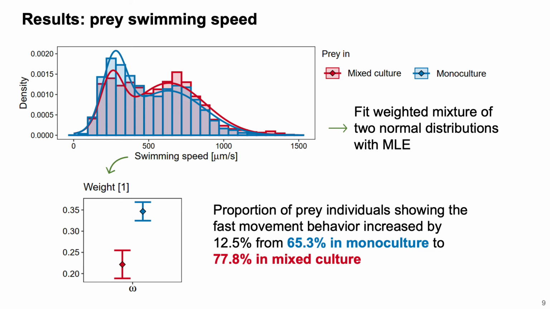Similarly, for the prey, we also calculated one swimming speed estimate per trajectory. The resulting swimming speed distribution is shown here as histograms, in red for the prey in mixed culture and in blue for the prey in monoculture.